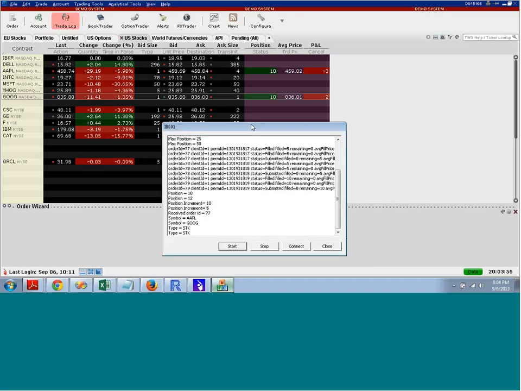Right, so basically this is the kind of software which you'll be writing. That is a C++ program which will keep on monitoring your situation, and whenever it senses that your trading signal has generated an entry trade, then it will send the order automatically.